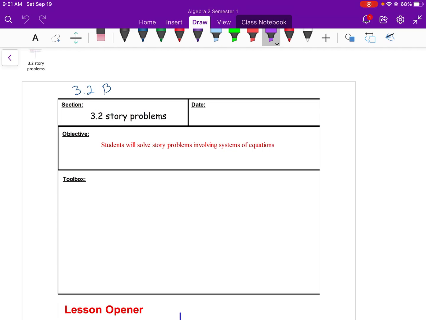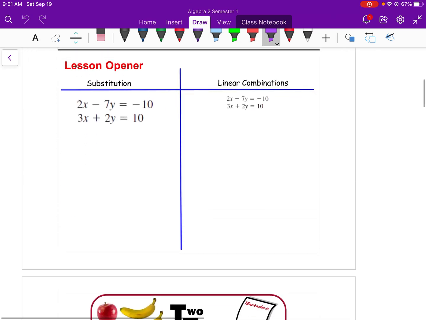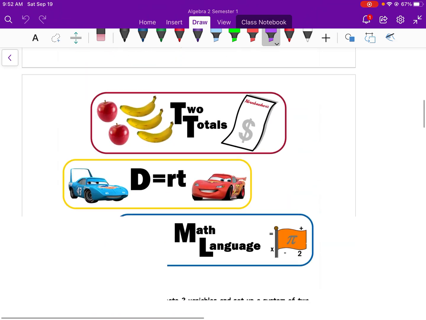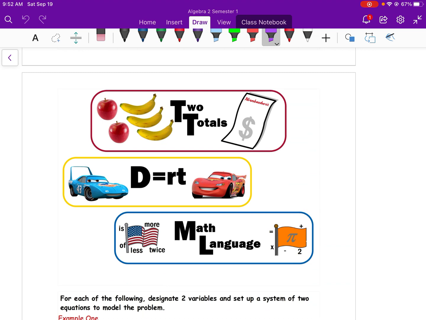Alrighty, 3.2b. Okay, this is where we're going to start dealing with story problems with our systems of equations. There's some practice there. Those are in your OneNote, so if you need some practice with substitution or linear combinations or elimination, as I refer to it, go ahead and do those problems. But for this lesson, let's worry about the story problems.